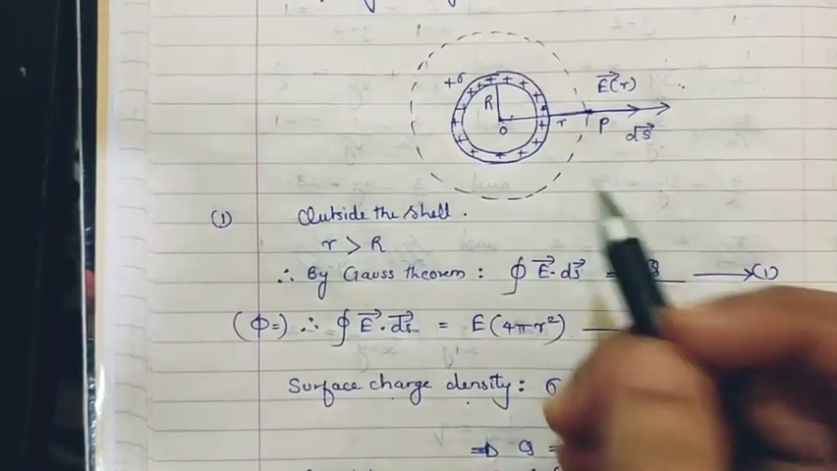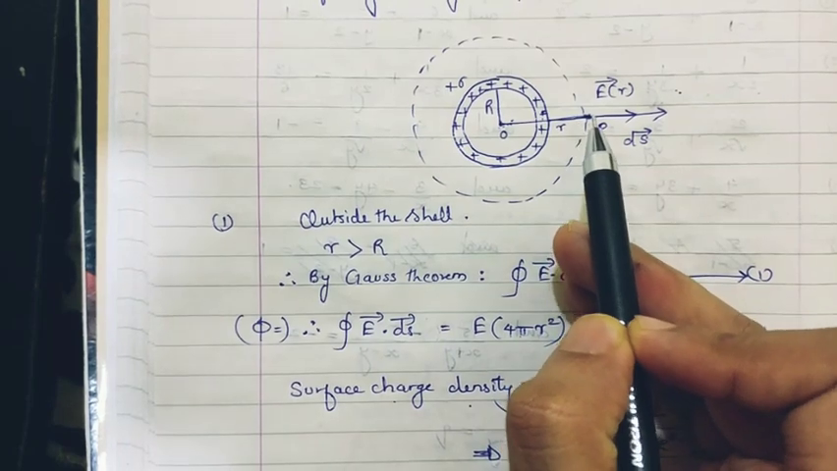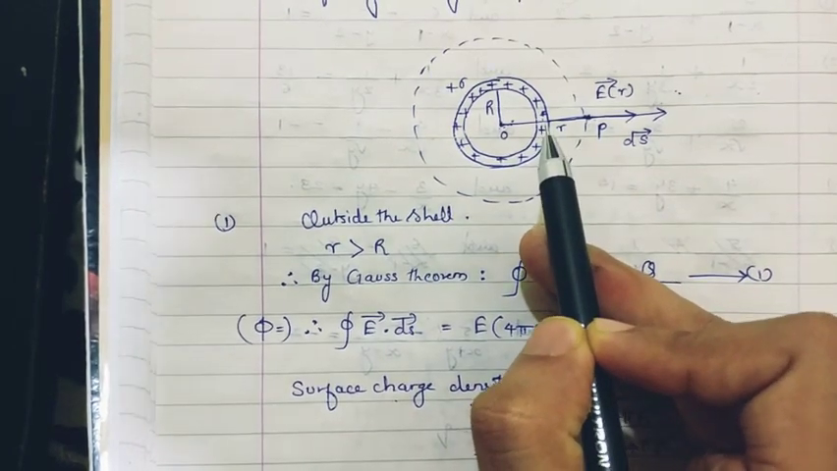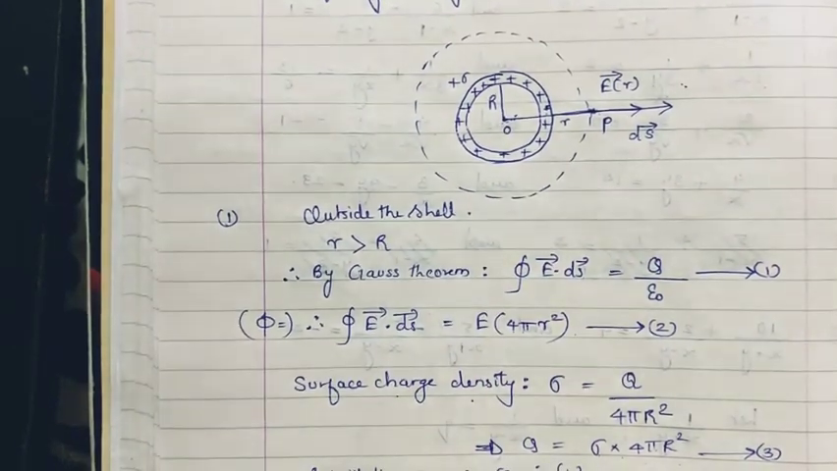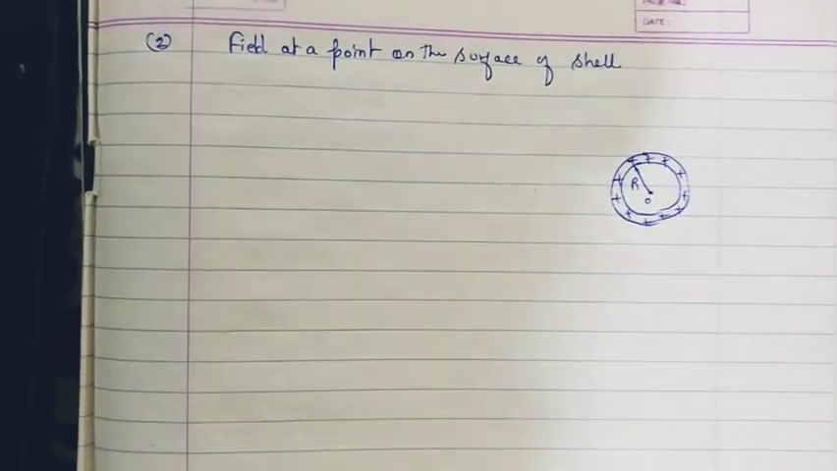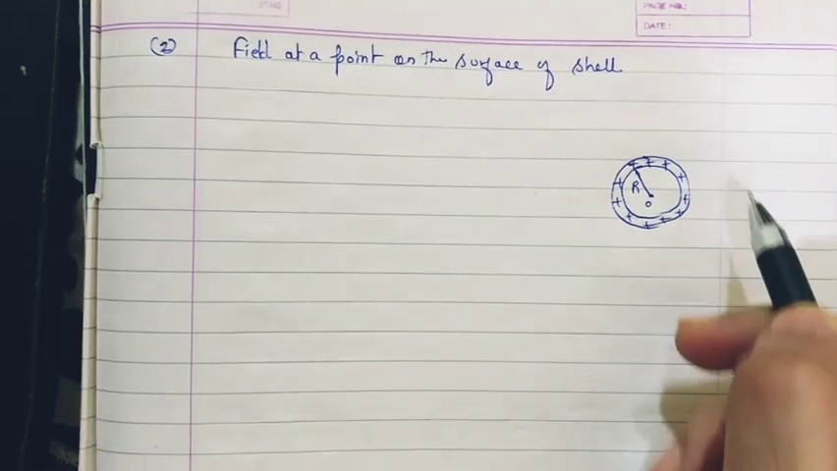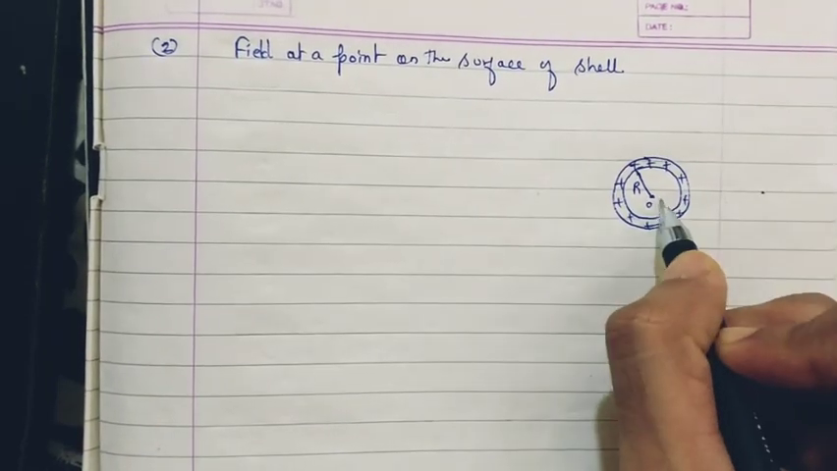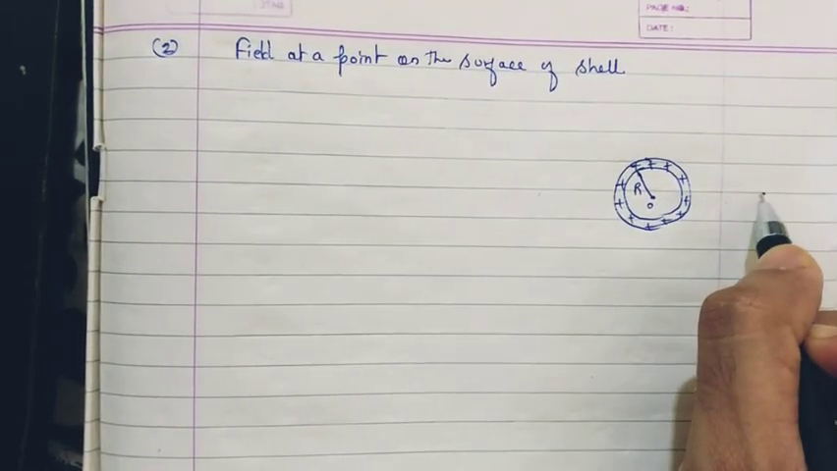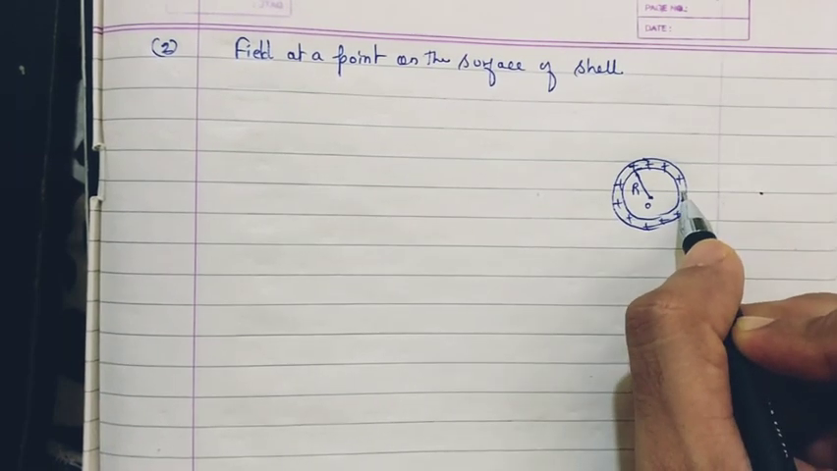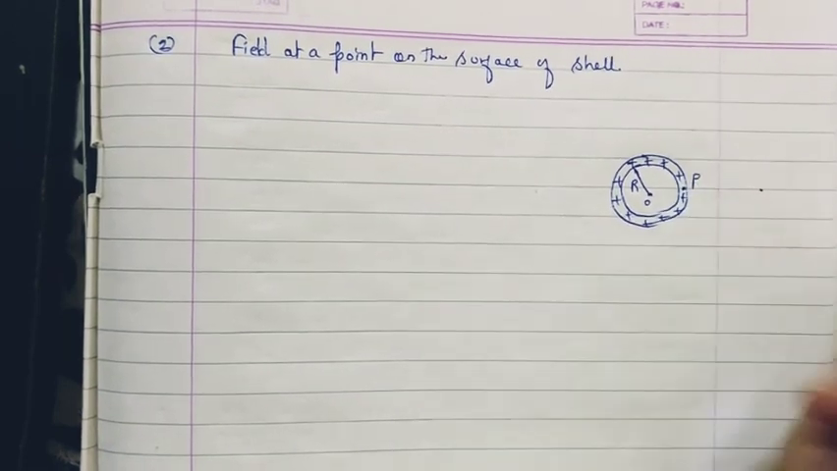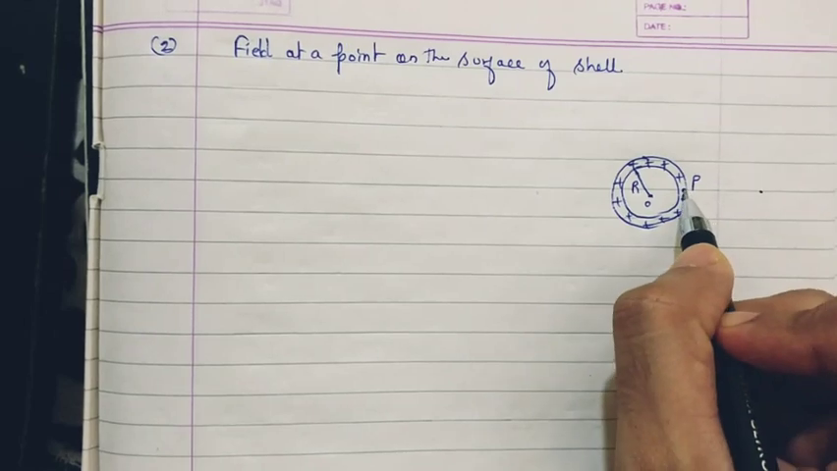In the next case, we are going to consider this point on the surface of the shell. So let's consider the second case now. In the second case, we have the field at a point on the surface of the shell. The observation point, which was here at a distance of r, is now brought over here. So this becomes P.